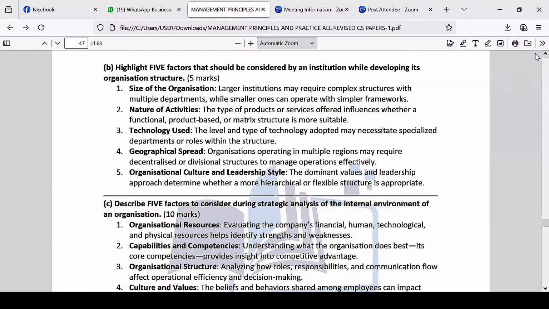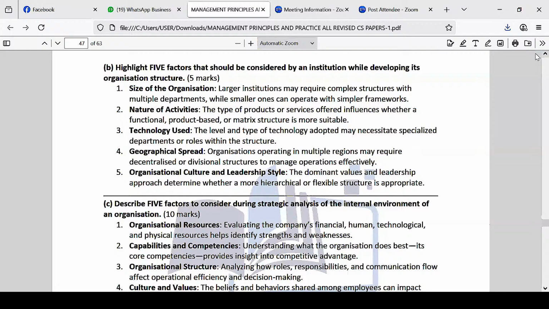But if the company becomes bigger, then basically you need what? People in those areas. Number 2 is what? Nature of activity. What do you do in that company? Which are the activities that are involved here? The type of product or service offered influences whether a functional, product-based or matrix structure is used. So depending on what you do, you can decide whether you go for a functional structure where you have departments, or you can go for what? A product-based structure where you have a product line, and then also matrix where you have a mix of process and product-based functional structure.